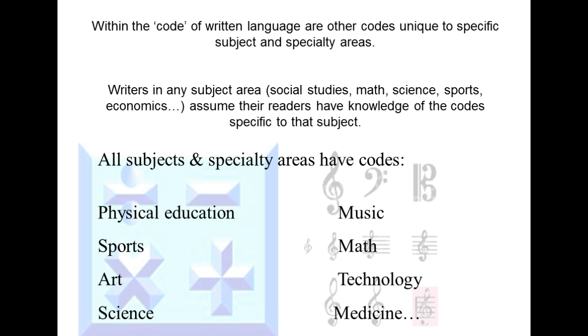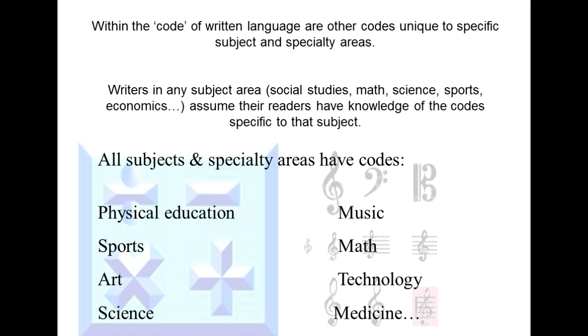Within the code of written language are other codes unique to specific subjects and specialty areas. Have you ever watched or listened to two mathematicians or physicists communicate? To them, all the marks and squiggles mean something. Huge concepts and ideas are summed up in single symbols.